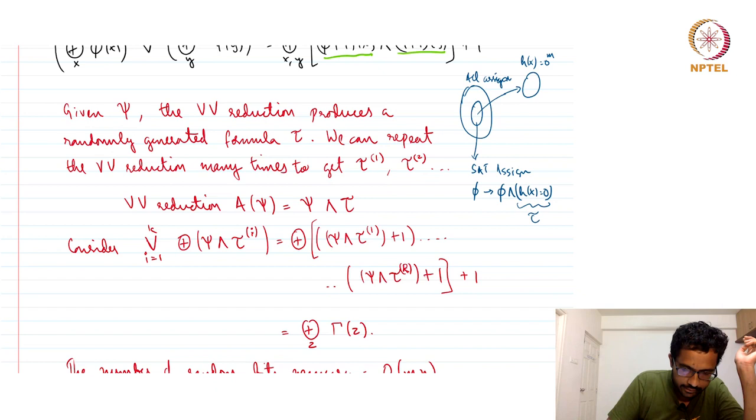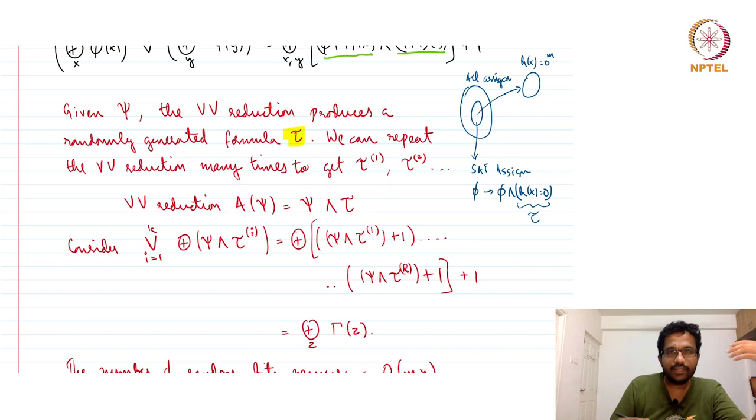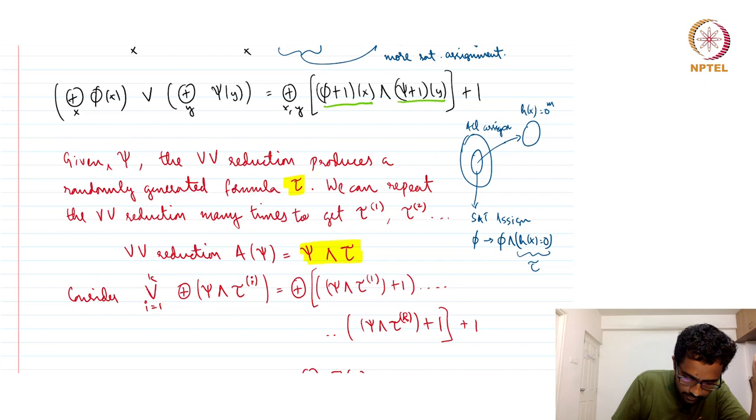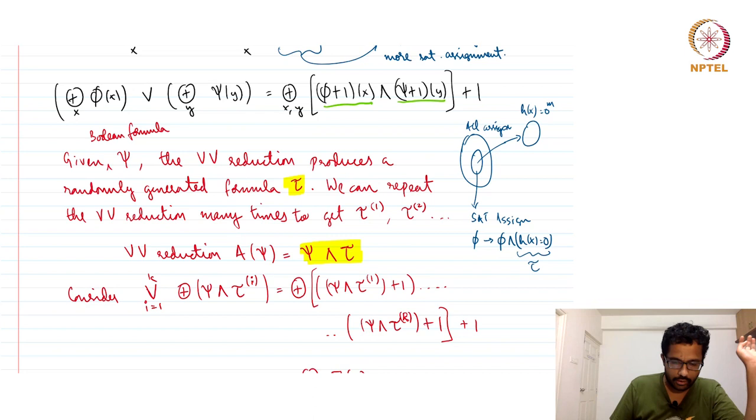So what we can do is to repeat this many times, right? So we may get tau 1, tau 2, and so on. And the variant version and reduction was psi and tau. Okay, psi and tau. So now for this part, think of psi as a Boolean formula. Given psi. Later in the main theorem in this lecture, we will think of psi as a quantified Boolean formula. Now you think of it as just a Boolean formula.